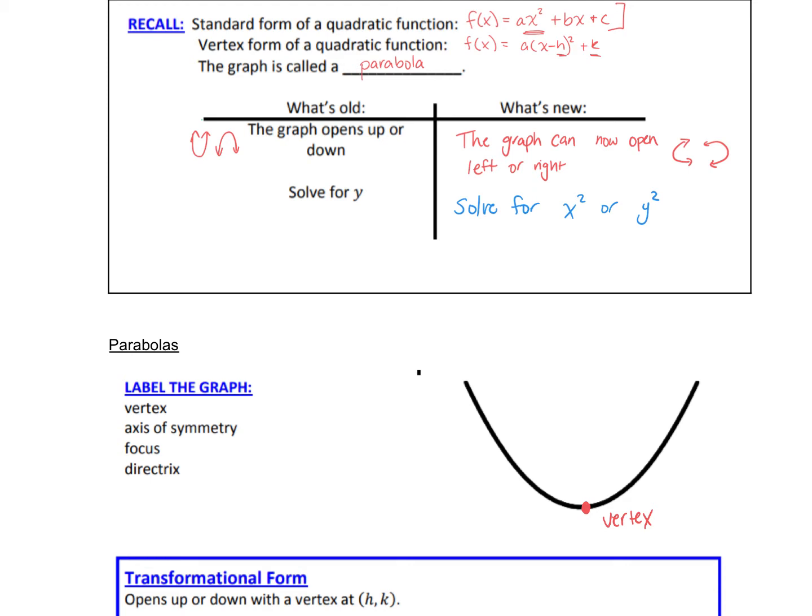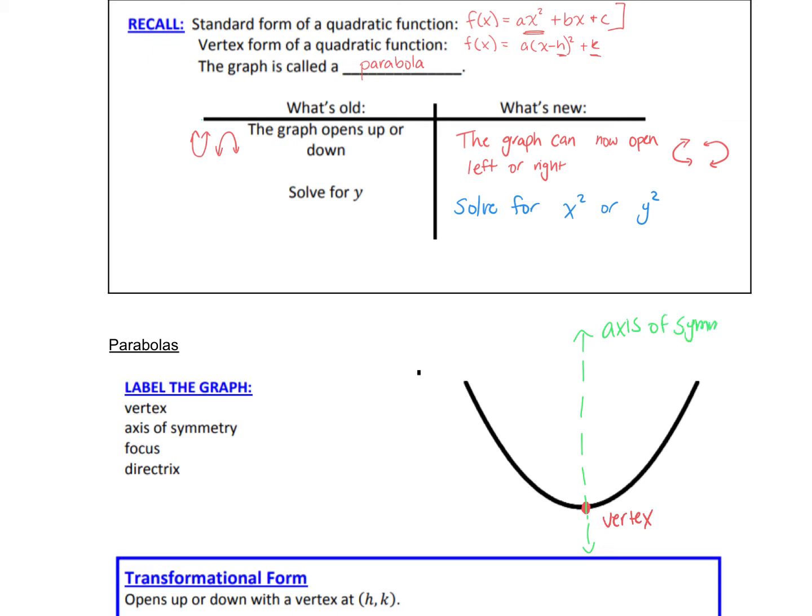The next thing we're going to label is the axis of symmetry. So that is going to be going right through the vertex. It's going to split that in half. I think of an axis of symmetry kind of like, think of like a butterfly, right? You can fold it in half at that point and it should line up perfectly. So that is our axis of symmetry right there.